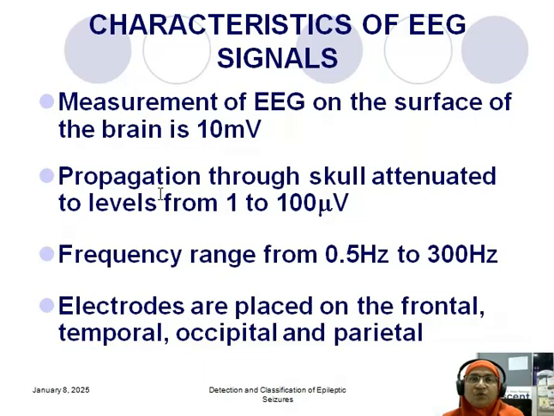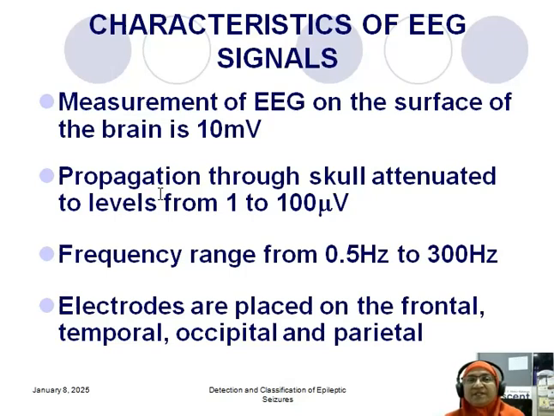So before knowing about the EEG signals, you must know about the characteristics of the EEG signal. When the EEG signal is measured directly on the brain, the amplitude will be about 10 millivolts. When you measure on the scalp, the signal propagates through the skull, gets attenuated, and the voltage level of the EEG signal reduces to 1 to 100 microvolts. So if you measure directly on the brain, you get a higher amplitude signal. When you measure it at the scalp of the head, the potential of the EEG signal reduces to 100 microvolts.